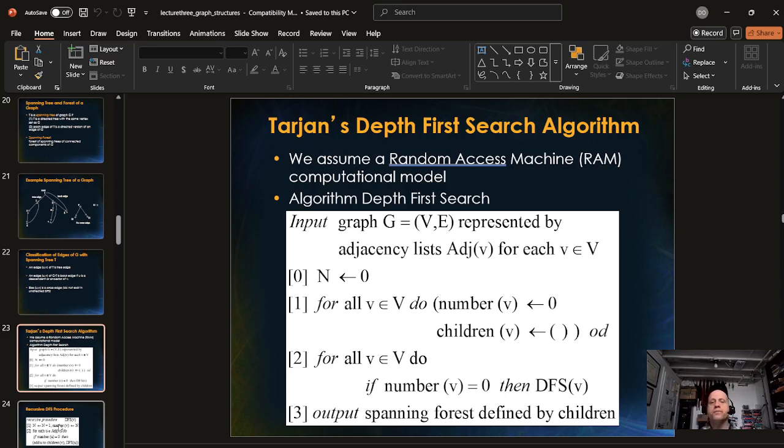We do the number, assign 0 to V, and then we assign the associated value to each of the children. So for all vertices, if the number is equal to 0, then invoke the depth first search. And here you would output the spanning forest defined by the children.